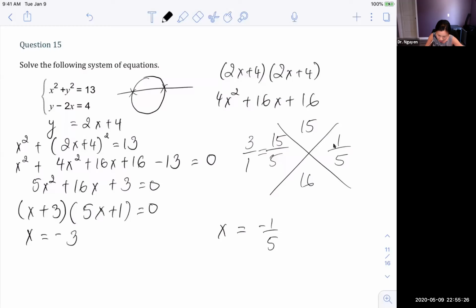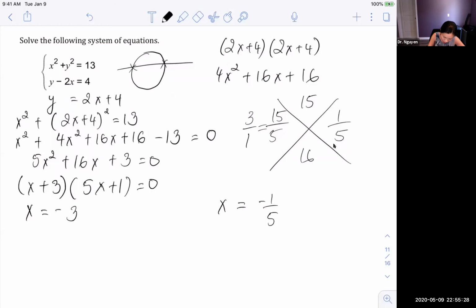And then make sure you pick the easy one to solve for y. So y is going to be 2x plus 4. When I say easy, I'm picking this one right here. So we have 2 times -3 plus 4, so my answer for this one is going to be -2.